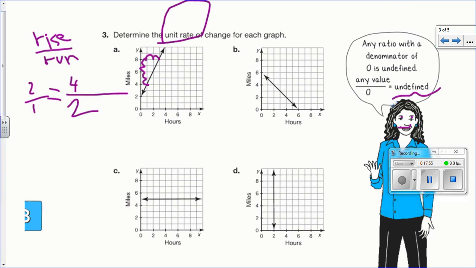Don't forget what our crew member said. If you end up with 4 over 0 or 7 over 0, that means the graph's undefined and you can't determine the unit rate. Take about 5 to 10 minutes, maybe 7, and then we'll check our work.